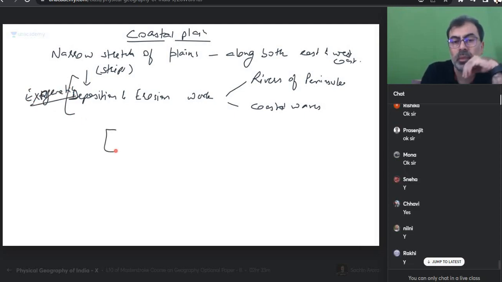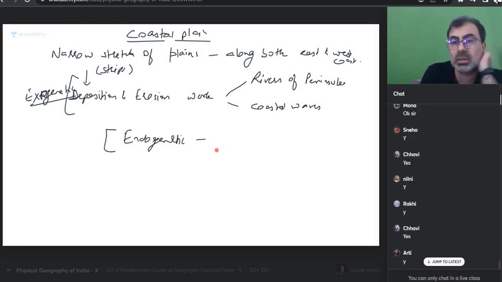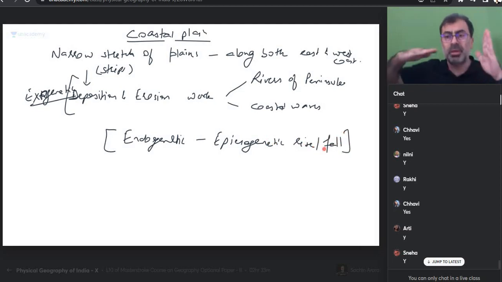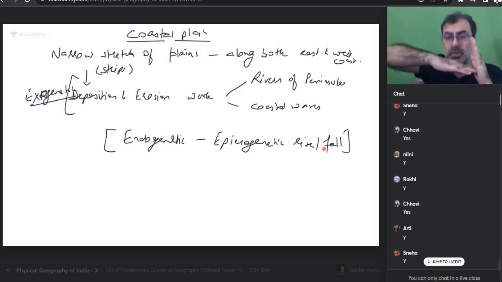Exogenetic processes with one endogenetic event. With one endogenetic event, what is it? Remember subduction or epirogenetic rise? Yes or no? Epirogenetic rise or fall. Remember when Himalayas were created, the southern hill complex got lifted up.